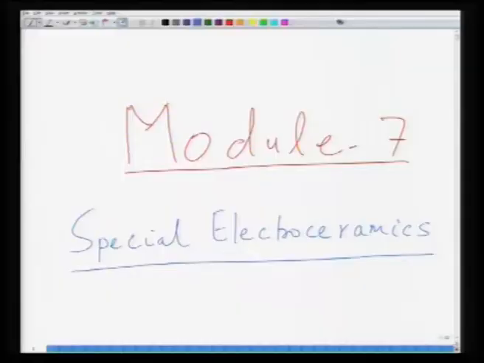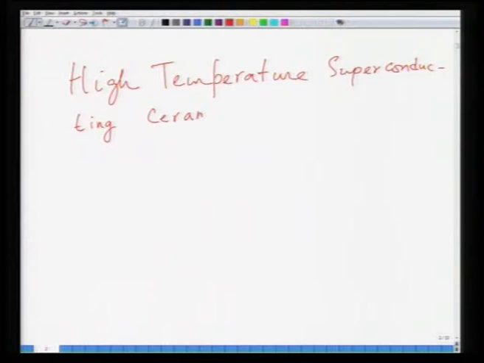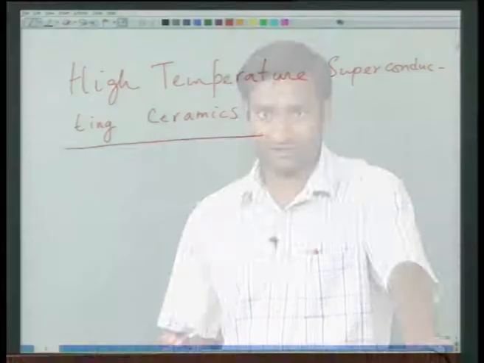The first category of materials that we will talk about in this module is high temperature superconducting ceramics. An introduction to high temperature superconductive ceramics does not happen without an introduction to superconductivity itself. So we will initially introduce superconductivity, talk about low temperature superconductors a bit, and some of the fundamental principles behind superconductivity, and then we will move on to high temperature superconductivity, and then look at some of the useful applications.